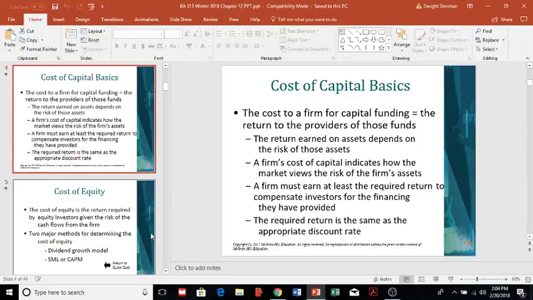So the cost to a firm for capital funding equals the return to the providers of those funds. So you've got usually debt and equity in a firm, and so the cost to a firm for capital funding is the required return that both the debt holders as well as the equity holders require, and the return that they require depends on the riskiness of those assets in a particular entity.